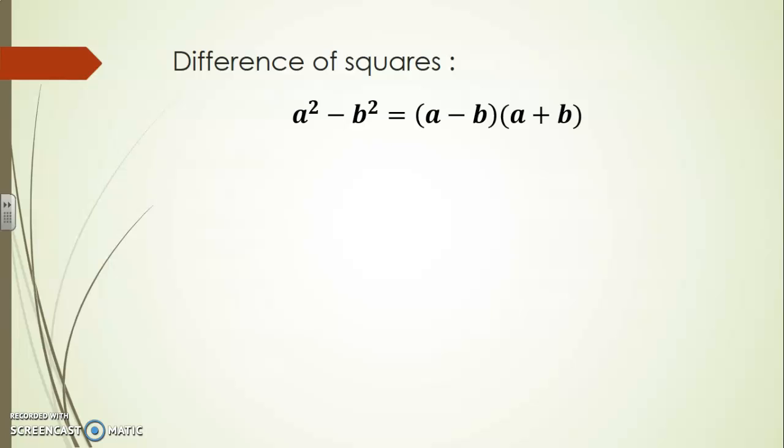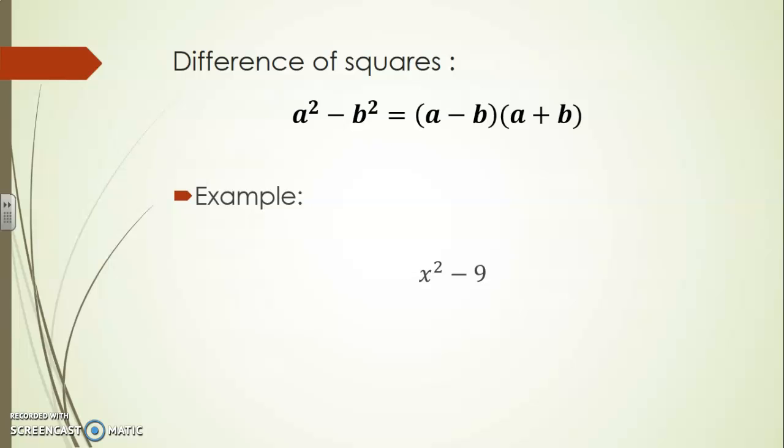The expression a squared minus b squared can always be factored into the product of a minus b with a plus b. If you wish to verify this identity is true, you can perform distribution on the right-hand side and convince yourself that you will get the left-hand side back. Here are some examples of how the difference of squares formula can be used.